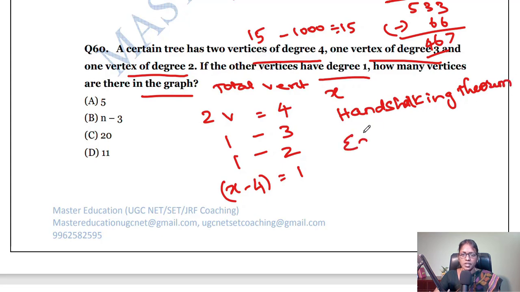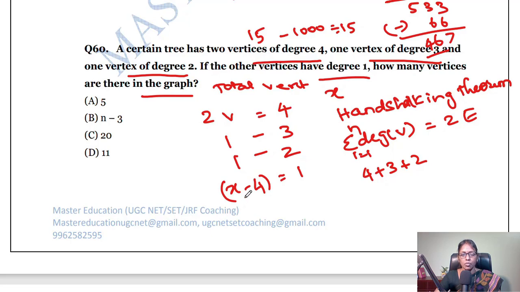Sum of degree of vertices is equal to 2 into edges. Sum of degree of vertices equal to 2 into edges. So what is the degree of vertices? We will just count it. 4 plus 3 plus 2 plus x minus 4 into 1.